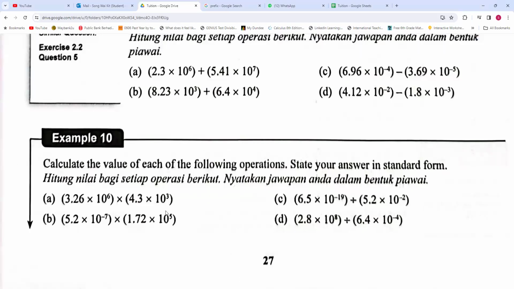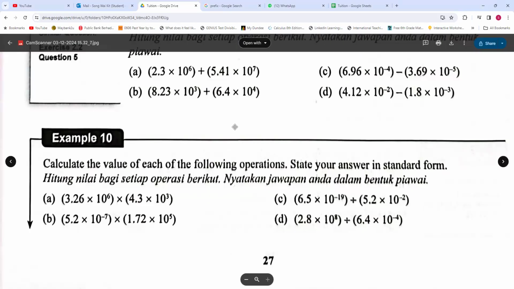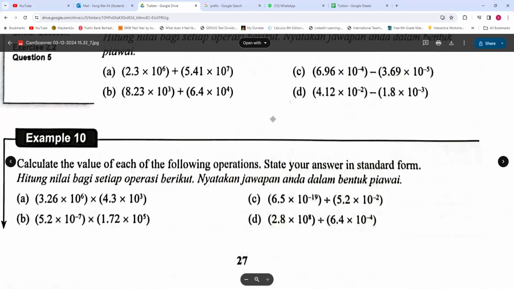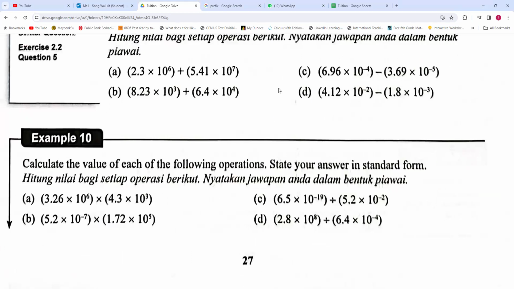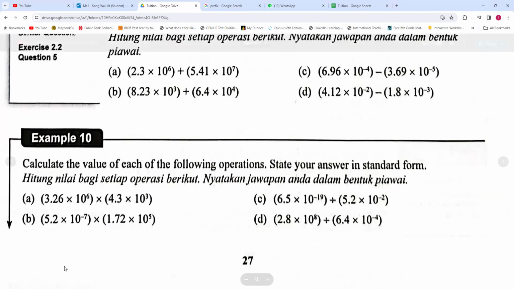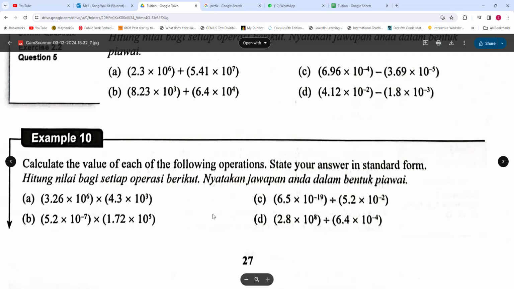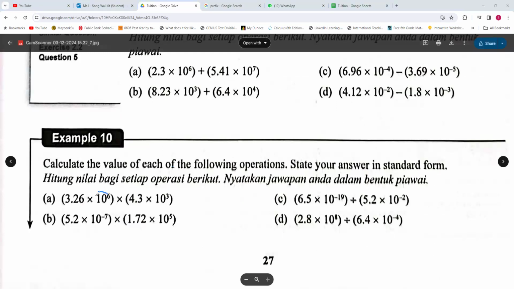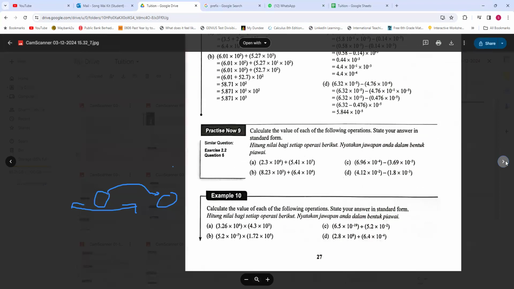We shall now proceed with example 10. So we've done an addition and a deduction of standard form, and we know that you need to factorize the same powers. Now for the next one, they ask us to calculate each of the following operations and state the answer in standard form. This is multiplication and division. The difference is there's no factorizing. Just multiply the same base numbers together and the normal numbers together. And division is the same understanding.